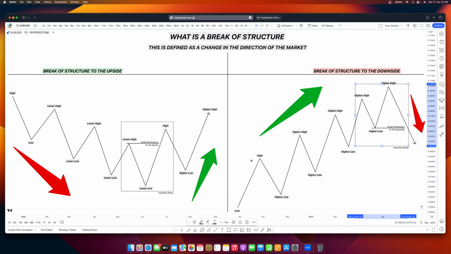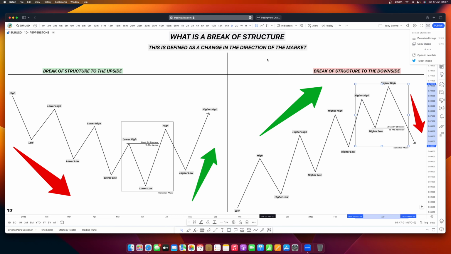So this is what I call a break of structure. We have a break of structure to the upside. Price was previously selling and then price started to buy up. First, we need to see this happen, the break of structure. Then price is buying all the way to the upside, and then it breaks structure to the downside, signifying that the market is about to sell down.